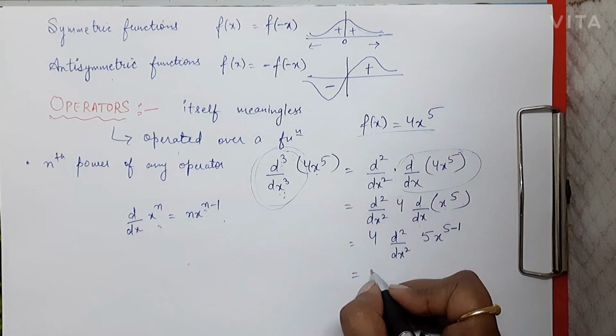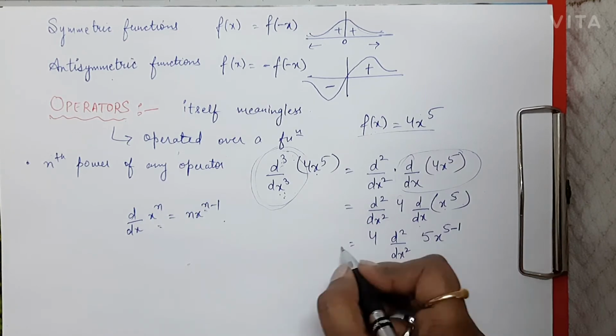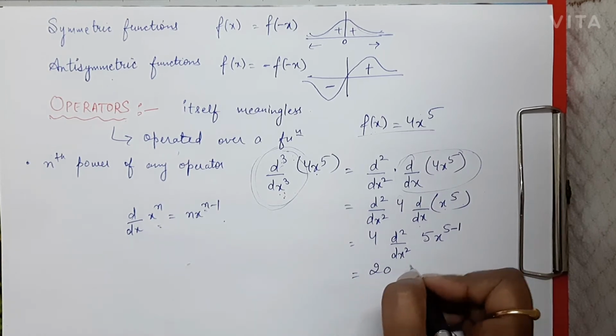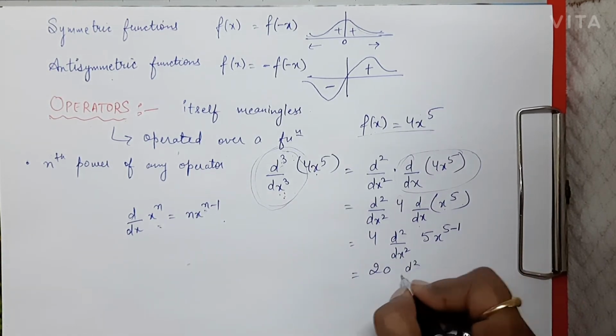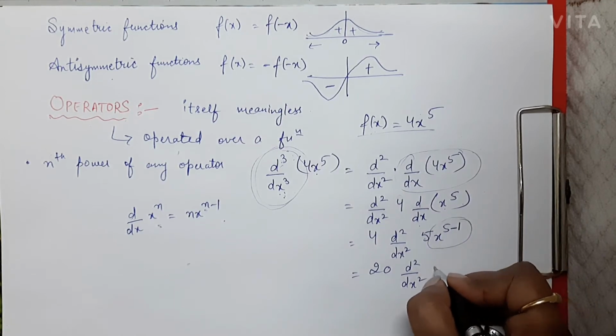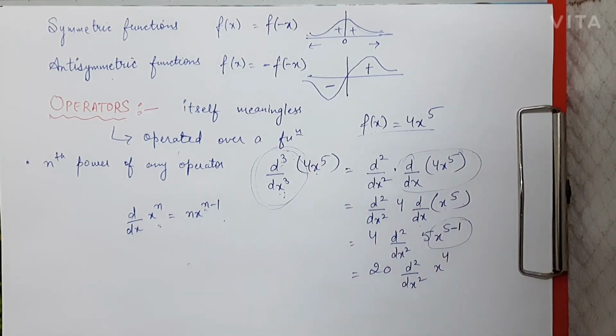So it will be 4. I can take out this 5 here, right, because it is also a constant, and 5 into 4 will be 20. Now d square by dx square will remain as it is. Now here we have x to the power 5 minus 1 and that will be x to the power 4. Now we have 20 here.